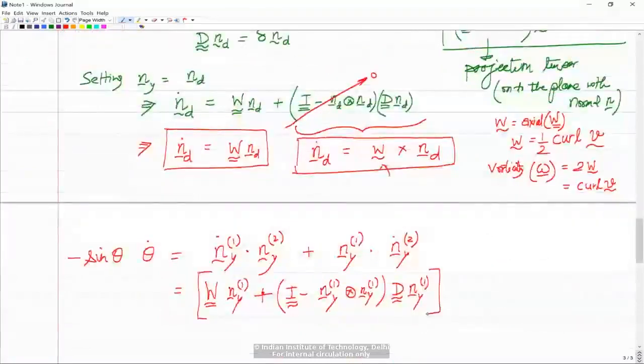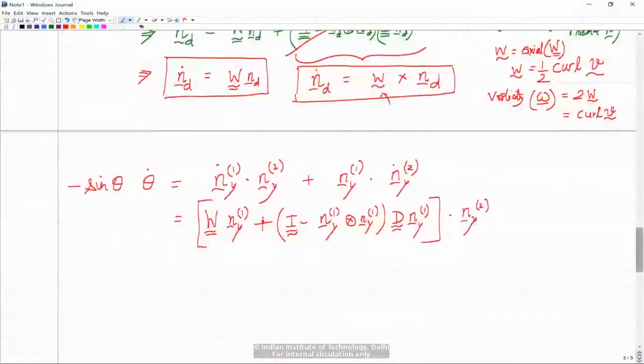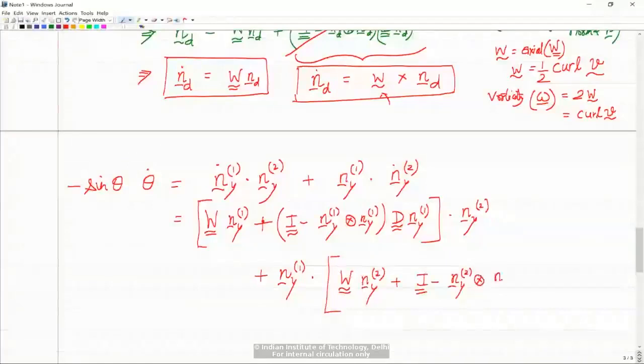And then you have to dot this with ny2, plus the other one, which is ny1 dotted with ny2 dot, which is W times ny2 plus identity minus ny2 tensor product ny2, multiplied with D times ny2, and the whole thing is within this big bracket. That's quite a big formula.